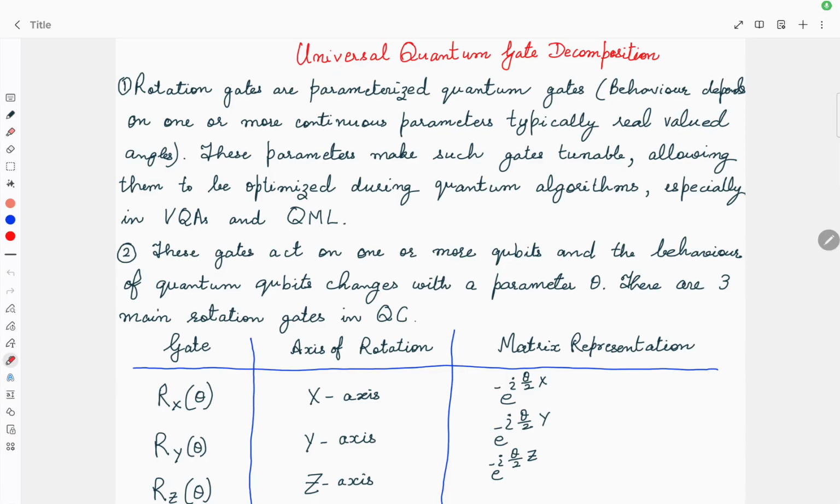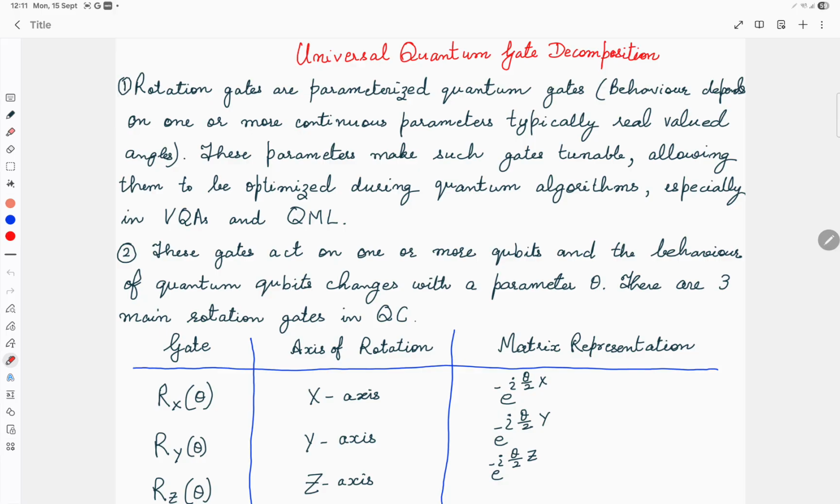Hello everybody. The topic for today is universal quantum gate decomposition. So we will start with rotation gates and we will see how the quantum gates can be decomposed using the rotation gates as a universal feature. Now rotation gates are parameterized quantum gates.